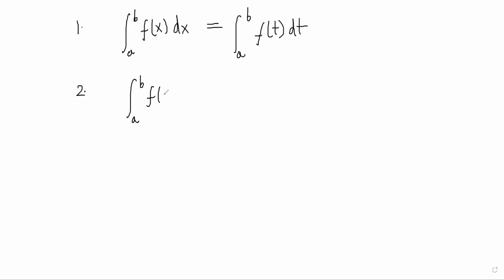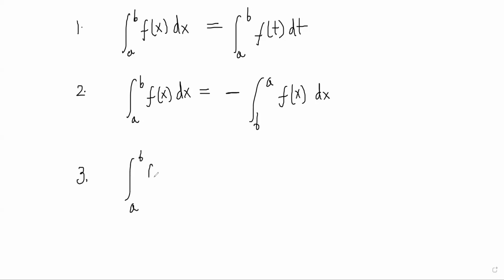Then integral a to b f(x) dx is equal to minus of integral b to a f(x) dx, right? And the third one is integral a to b f(x) dx is equal to integral a to b, now I can say, f(a + b - x) dx.